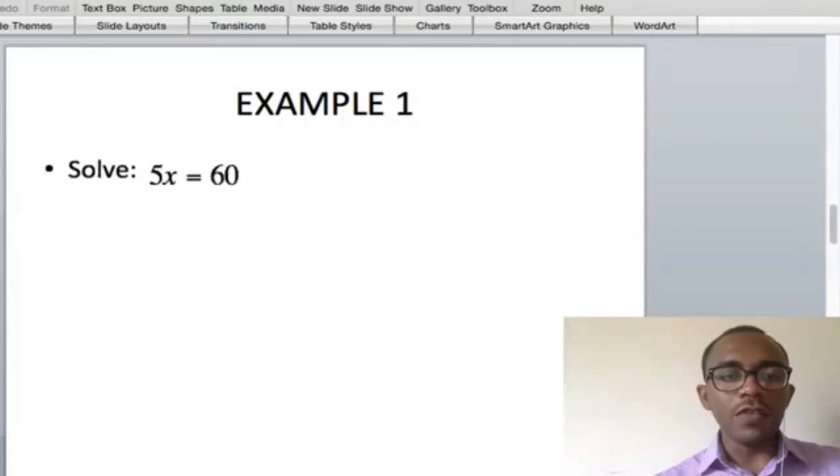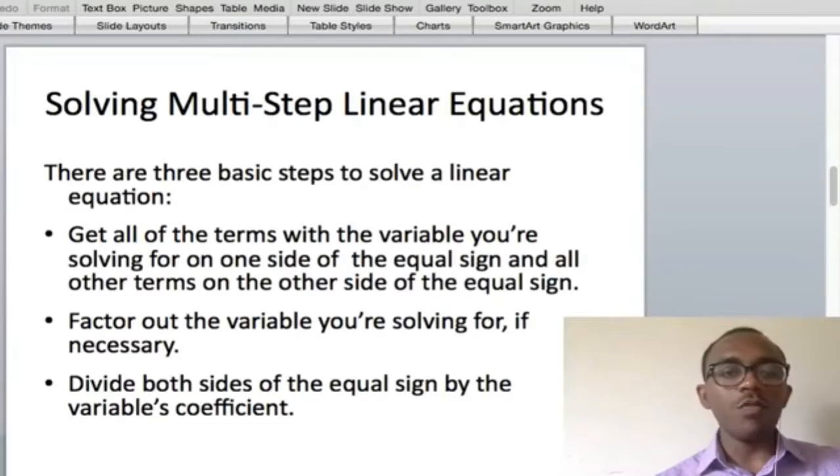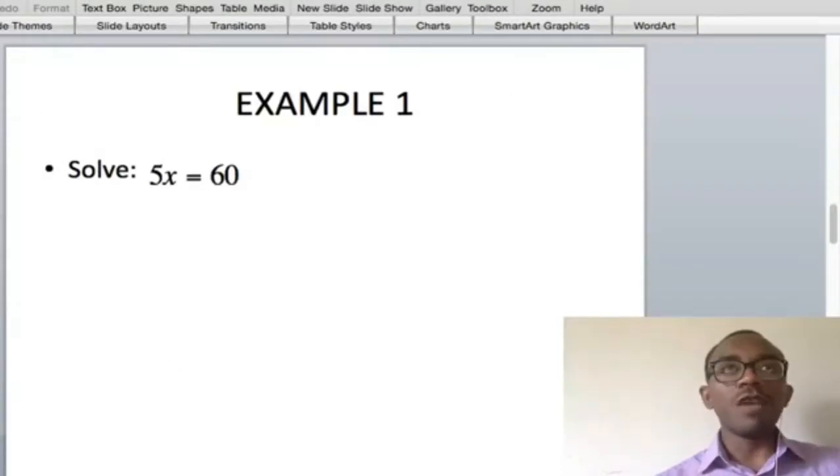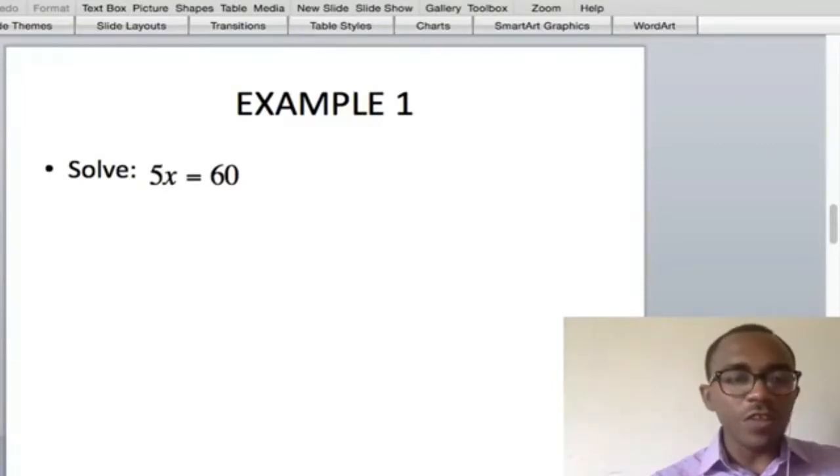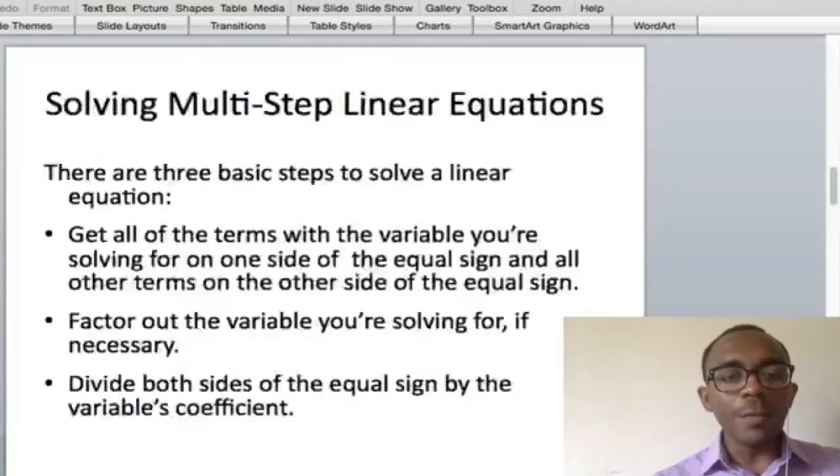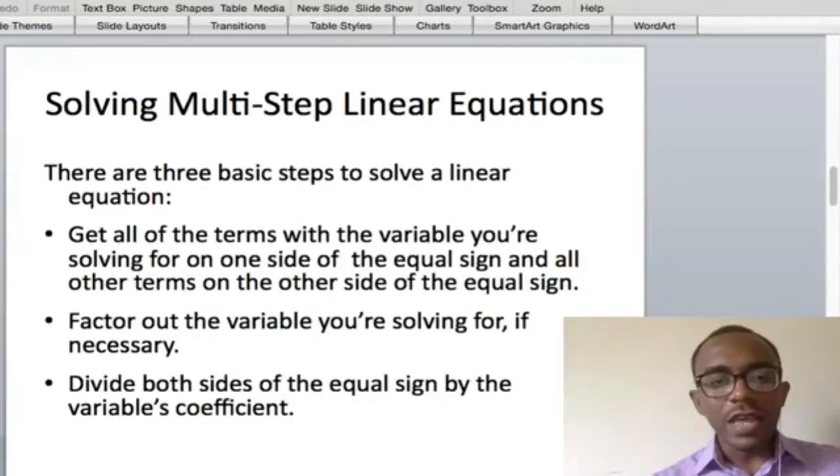Second part they say is factor out the variable we are solving for. There is not a variable. The variable is there only once, so we don't have to factor anything. So we just leave it like that. 5x equals 60. Now, it seems that the only part we have left is the third.